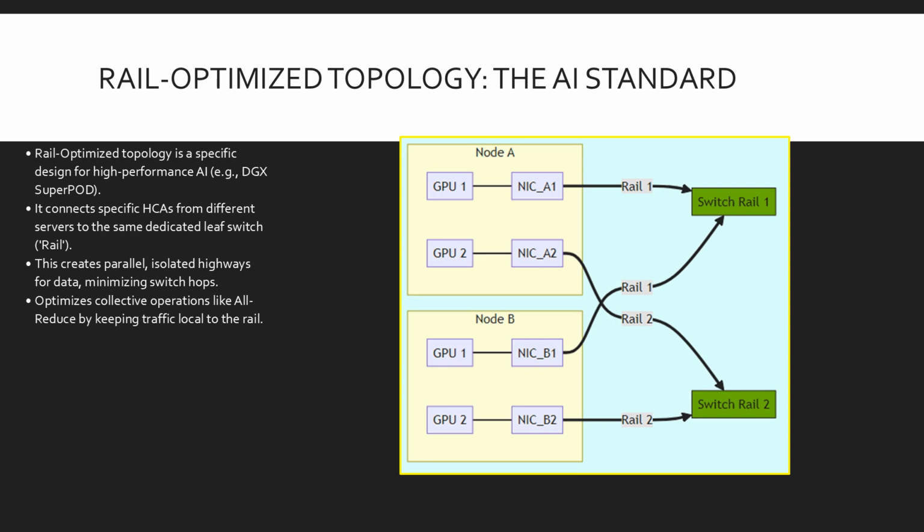This diagram illustrates the rail-optimized concept. Look at node A and node B. Instead of random connections, we have distinct paths. GPU 1 on node A connects via its NIC directly to the switch Rail 1, as does GPU 1 on node B. They share a dedicated network lane. Similarly, the GPU 2s connect to switch Rail 2. This physical separation prevents traffic from GPU 1 interfering with GPU 2, maximizing throughput.